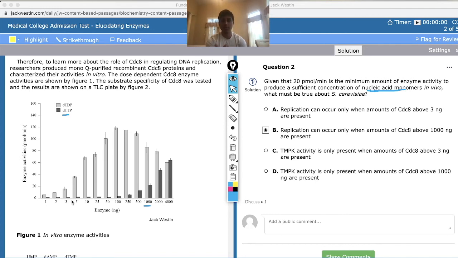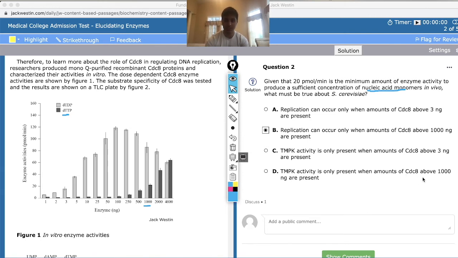So that's wrong. TMPK activity is only present when amounts of CDC8 above 3 nanograms are present. That is wrong because TMPK produces dTDP. So we have dTDP, the light gray, being produced below 3. So that is wrong.